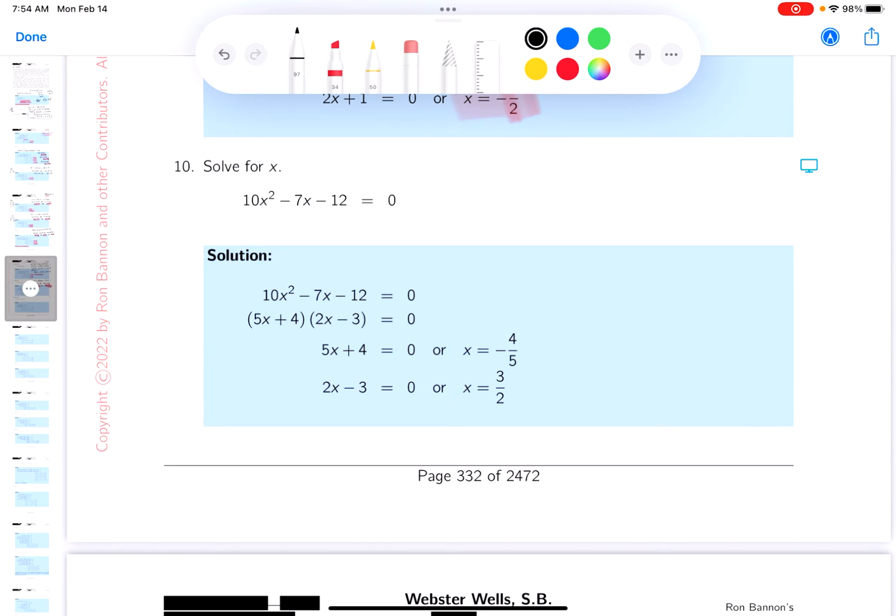The zero product rule. It's a second degree polynomial. We're expecting to find two roots. All right, so looking at it, I'm using a technique of trial and error. I'm going to say 5x and 2x is probably a good place to start. And then looking at the 12, I could say 2 and 6, 4 and 3.